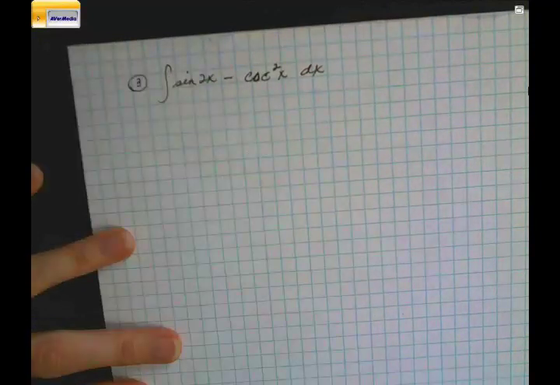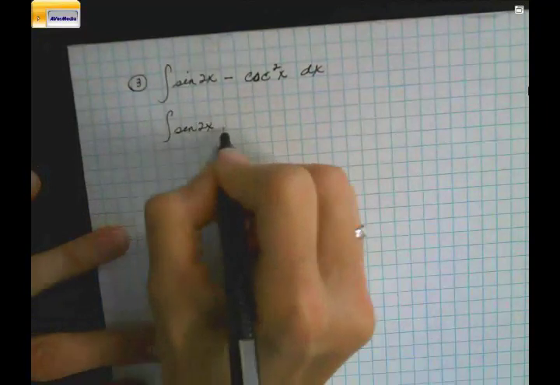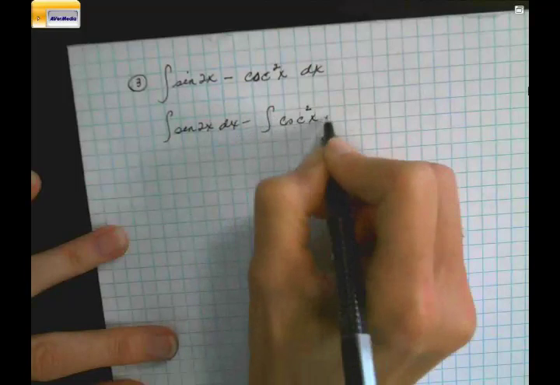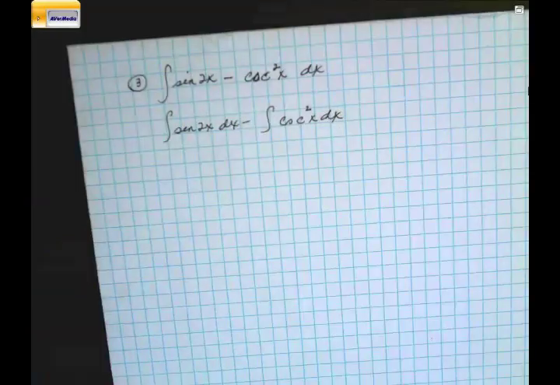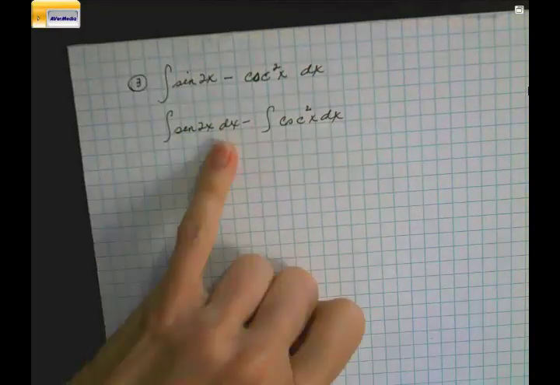Now, I've not done this, but you could do this. I'm just going to write it so you can see the notation. This could be rewritten as sine 2x dx minus cosecant squared x dx. You can split this up, kind of like the f of x plus the g of x plus the h of x. You're integrating the first one, then you're integrating the second one. But if you write it like this, you need to put the dx with each integral.